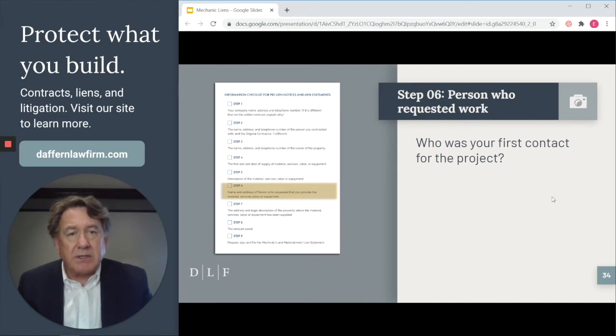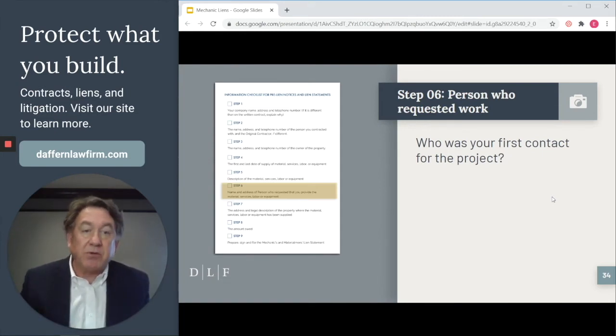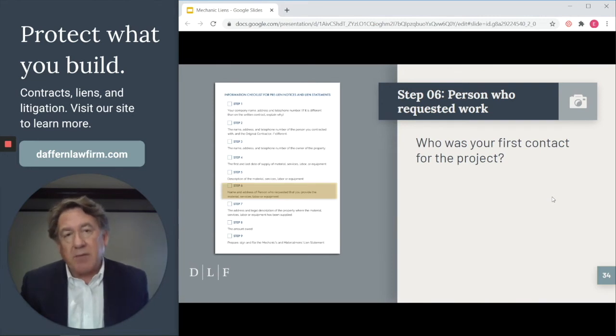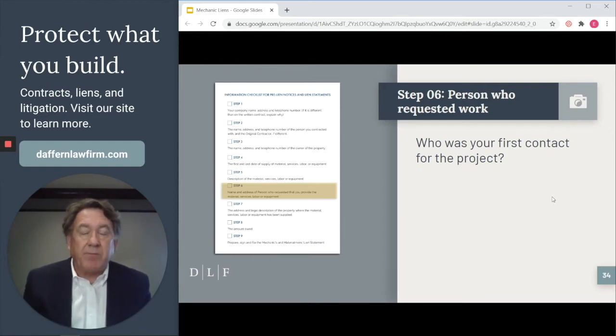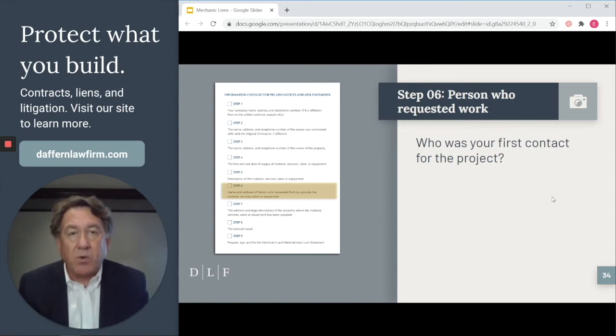Now, step 6 is to identify the person who requested the work. Sometimes this is confusing because the statute says to identify the person who requested the work. Does that mean the individual within the company who asked for the work, or the company that asked for the work? For example, if you're a subcontractor and you have a contract with ABC Corporation, do you list ABC Corporation as the person who requested the work?